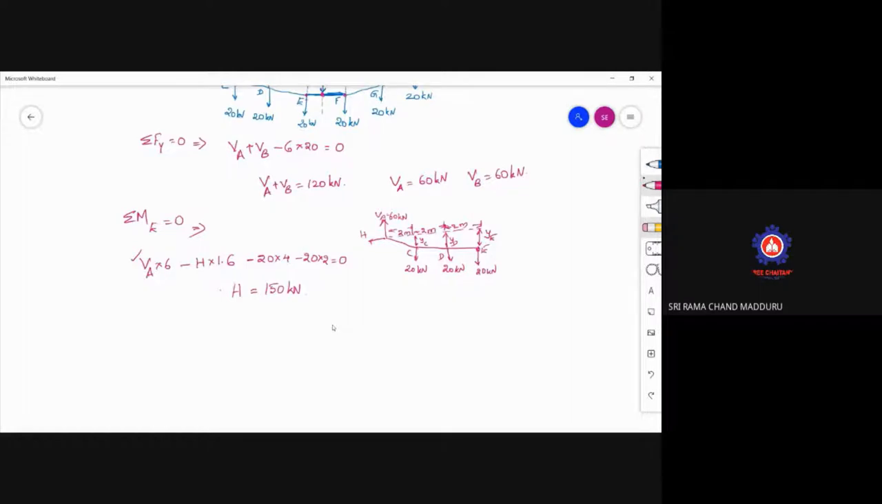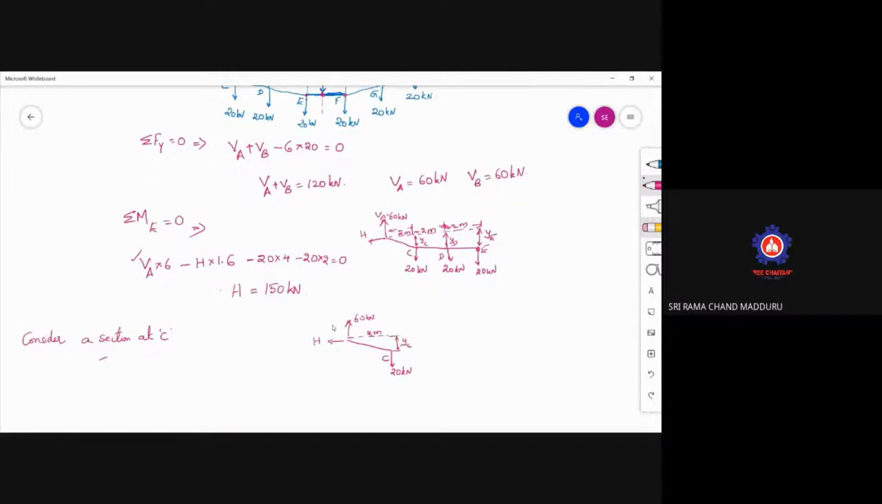So to get YC, now write down here, I am writing, consider a section at C. So when you consider a section at C, this is your point. 20 kilonewton downward, this is a force of H, a force of 60 kilonewtons, 2 meters, and this value is YC.